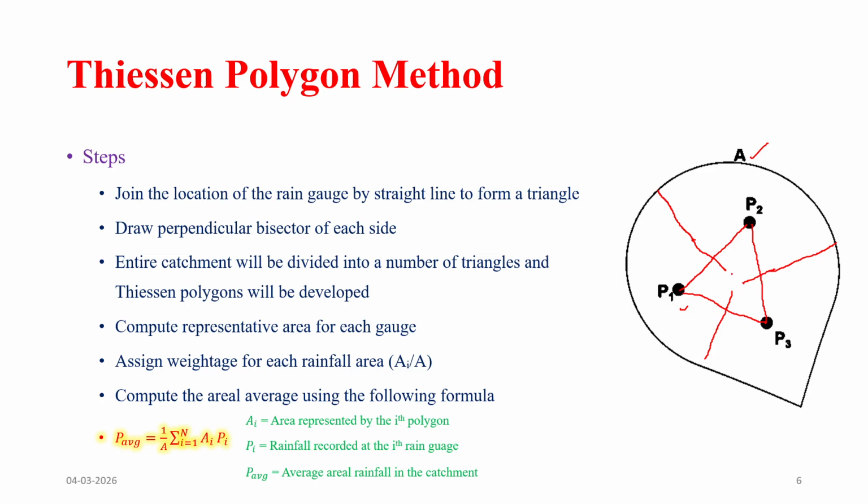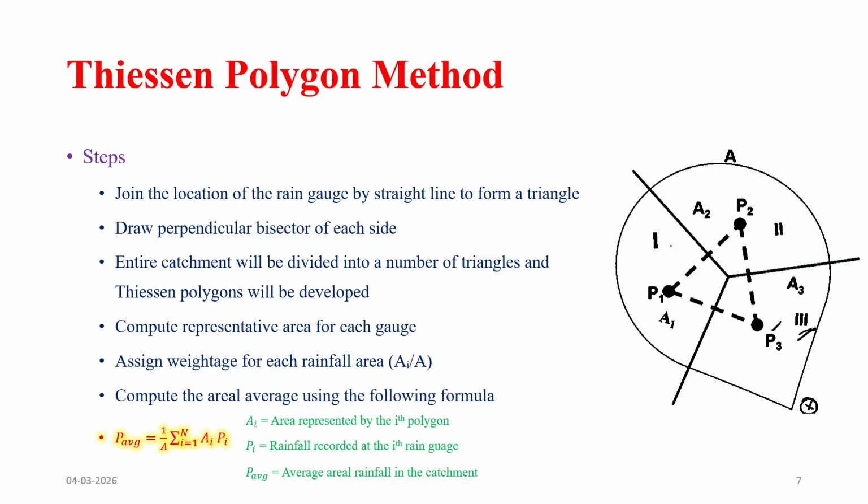Now, join this line. So now, here we can see there are three areas formed: area 1, area 2, and area 3. These areas are named Thiessen polygons. Now, the next step is to define the area of each polygon, and then compute the average precipitation by this formula.